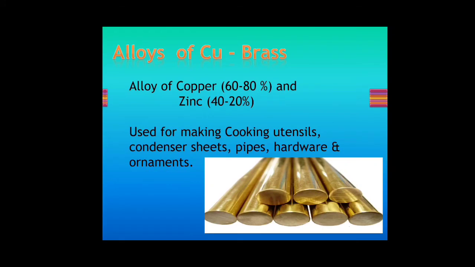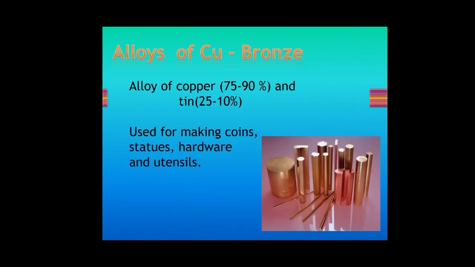Now let us see alloys of copper. An alloy of copper is brass. Brass is made up of around 60 to 80% of copper and the remaining consists of zinc, that is 40 to 20%. So 60-40 you can say. It could vary from 60-40 to about 80-20%. It is used for making cooking utensils, condenser sheets, pipes, hardware and ornaments.